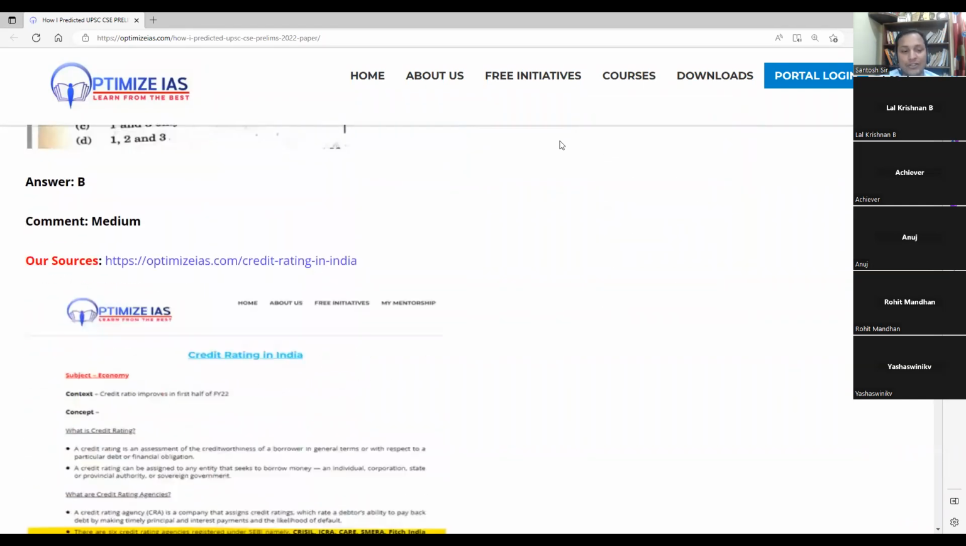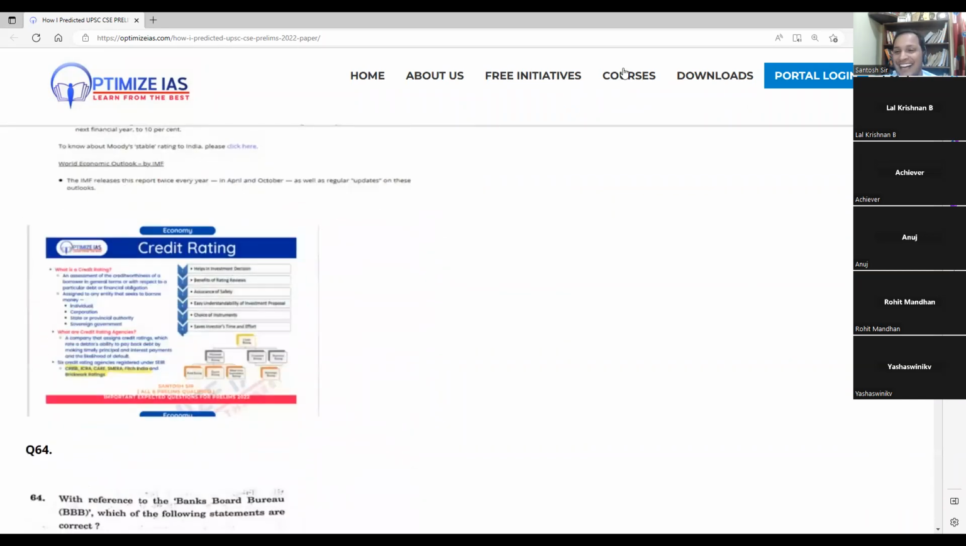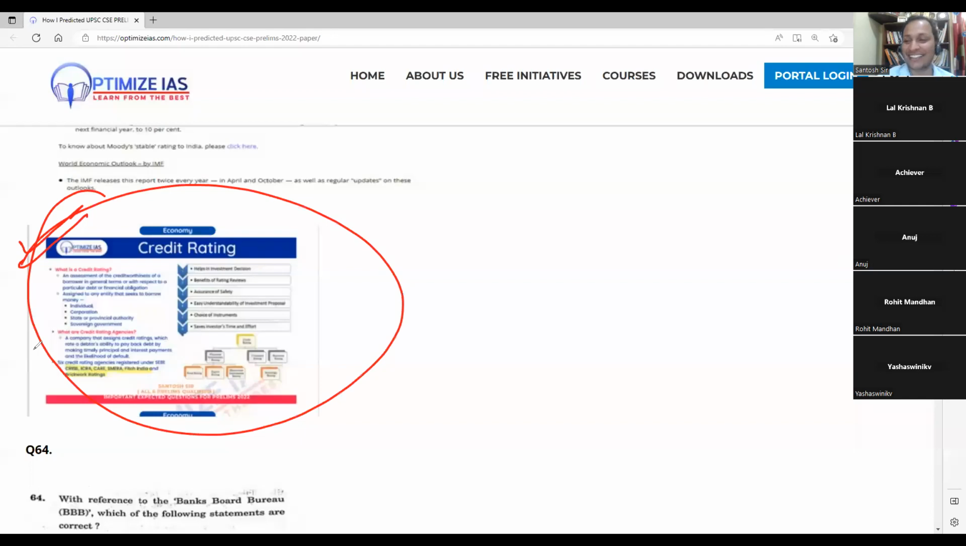Exactly, each and every question, if you see, there is a reason. क्रेडिट रेटिंग में भी मैंने कार्ड बनाया है. Guys, can you imagine? I had made a card on credit rating itself, I had forgotten.